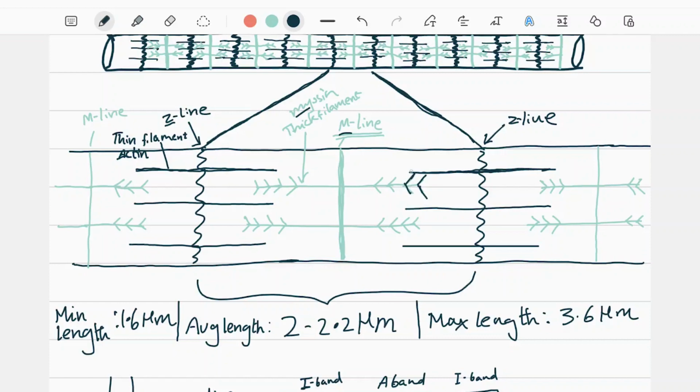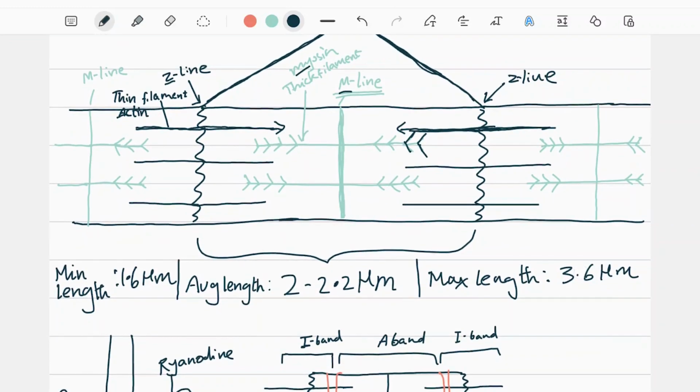These are your thin filaments and this is your thick filament made of myosin. What happens is these filaments will slide on top of each other and move inwards, towards the middle. So you have these thin filaments sliding together, and this is your sliding filament theory, which is how the muscle contracts. This is what we call sliding filament theory. The average length of a sarcomere is around 2 to 2.2 micrometers.